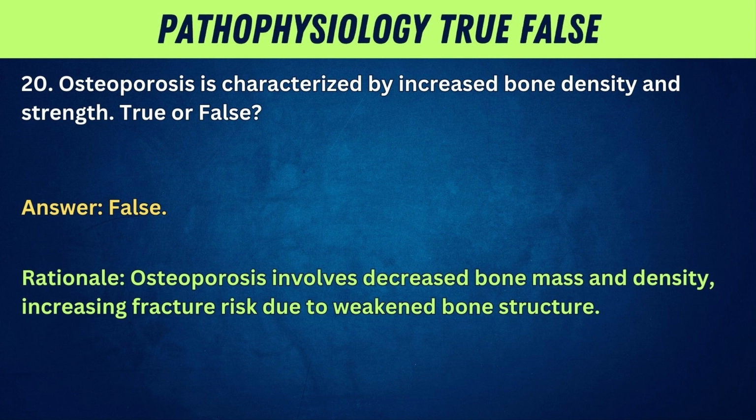20. Osteoporosis is characterized by increased bone density and strength. True or false? Answer: false. Rationale: osteoporosis involves decreased bone mass and density, increasing fracture risk due to weakened bone structure.